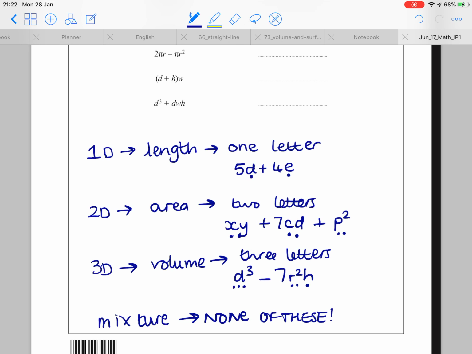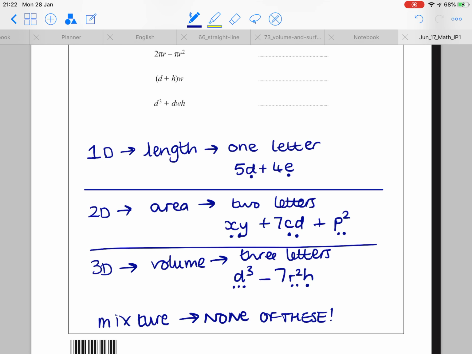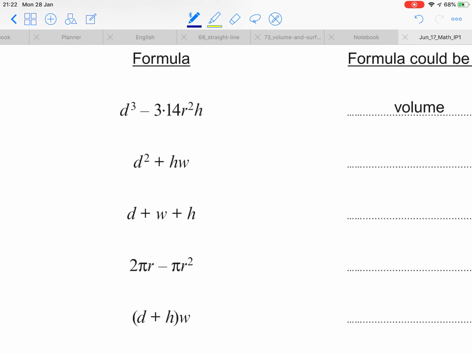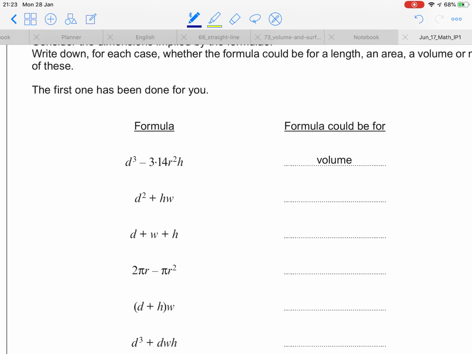So there's a formula for area, volume. So we have length, we have area, and we have volume. And you've got to be able to count the number of dimensions in an equation or in a formula based on just looking at the letters. So if you look at the first one now, 3 Ds here, 2 Rs there, and a H, 3 by 3, volume. 2 Ds here, a H and a W there, 2 and 2, 2's everywhere, so area.